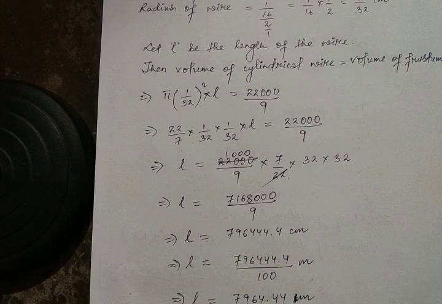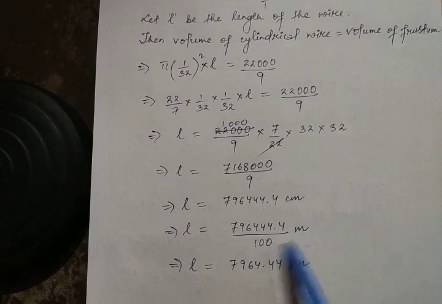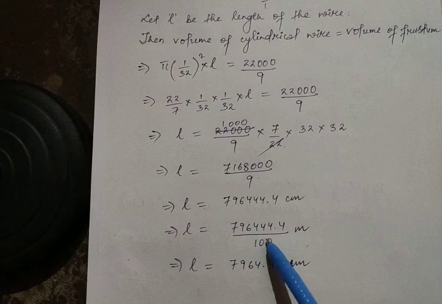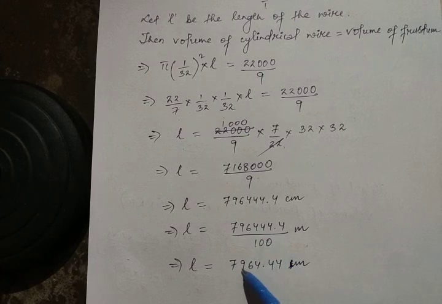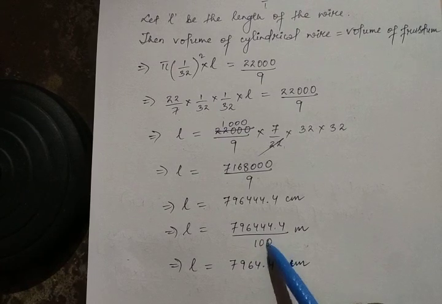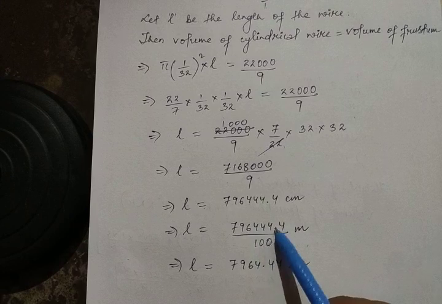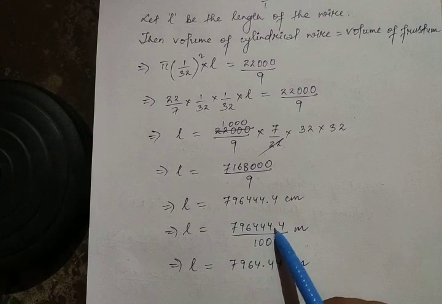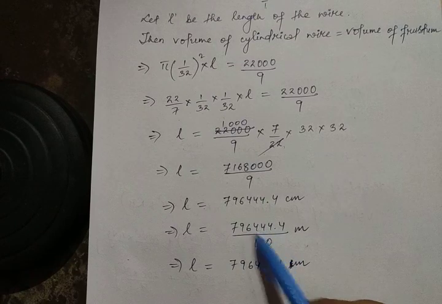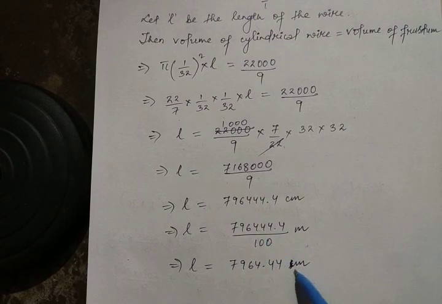So the length of the wire we can write in meters also. If you want to write in meters, what do we have to do? We have to divide by 100. So here I have divided by 100 to convert to meters. If you divide by 100, you will get 7964.44. See, we have 2 digits here, right? So from the decimal point, just move 2 digits to the left. So 1, 2, the point will come here, right? 7964.44 meters you can write. So this will be the length of the wire.